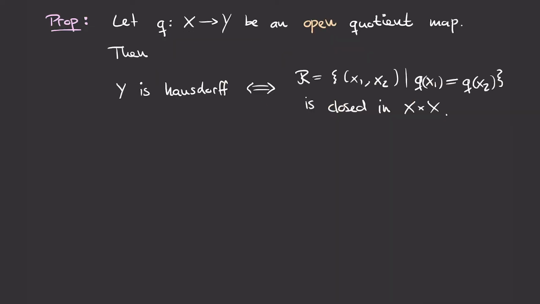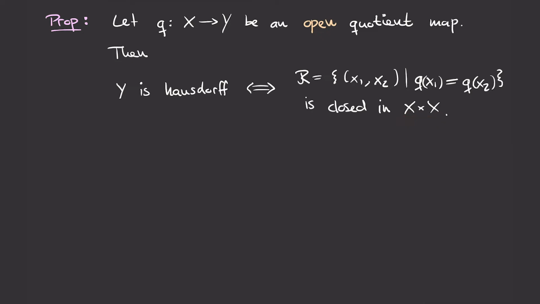For this, we suppose we have the following situation. Suppose you have a topological space X and a quotient map Q to the quotient space Y. And moreover, we in addition suppose that this quotient map is an open map. That means that it is continuous and it takes open subsets of X to open subsets in Y. With this setup, the following equivalence holds, namely that this quotient space Y is a Hausdorff space if and only if a certain set, this set R, is closed in the product space X times X.